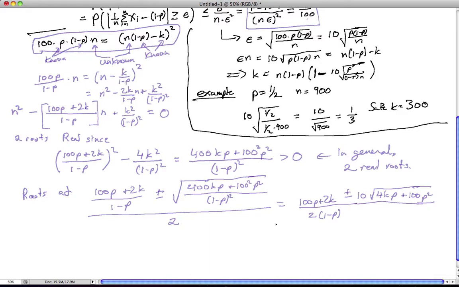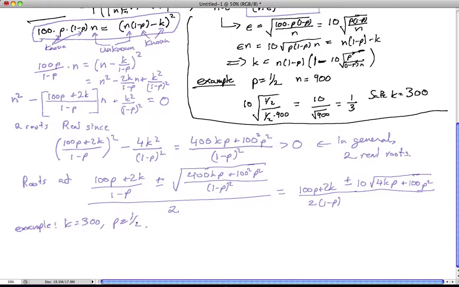So in such a situation, what should you do? Well, the best thing to do always is try an example. Which example should we use? We've already done a calculation in the last part, so it's easiest to use the same example. It's also a reality check: we should plug stuff in so we get 900 as the answer for n. So let's plug in k equals 300 and p equals 1/2 into this expression.